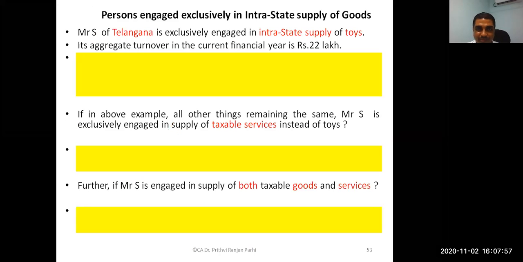Now, let's see another example. Please read the first point. Mr. S of Telangana is exclusively engaged in intrastate supply of toys. His aggregate turnover in the current financial year is rupees 22 lakhs. Tell me whether registration is required or not. We are talking about Telangana state.